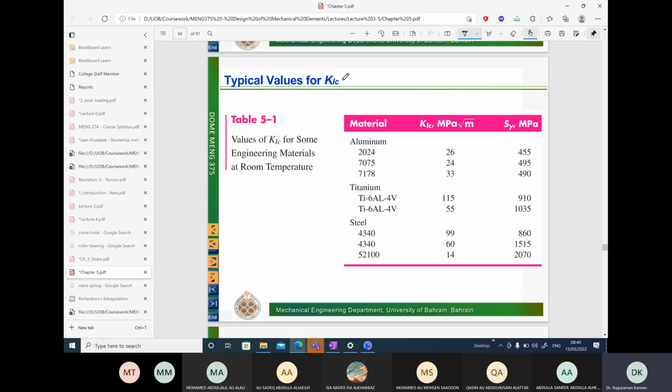What does this KIC value actually measure? It measures the amount of energy the material can absorb under static loads without undergoing fracture or crack propagation in the material. So it tells you how much energy it can absorb without any crack propagation. The higher the value, the more energy it can absorb without crack propagation.